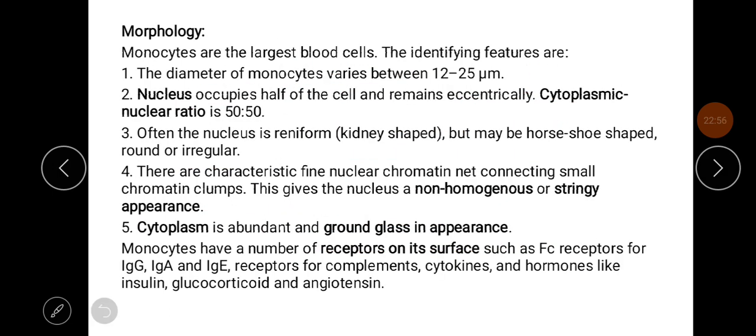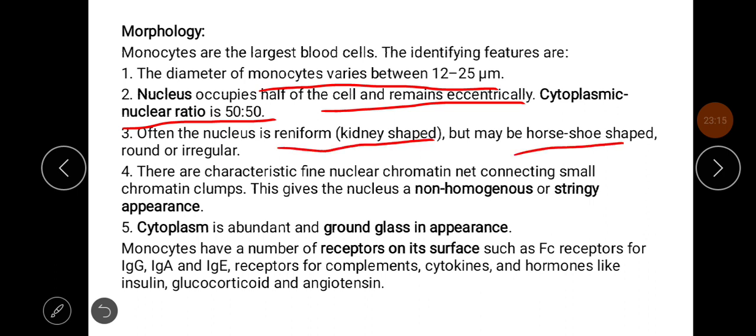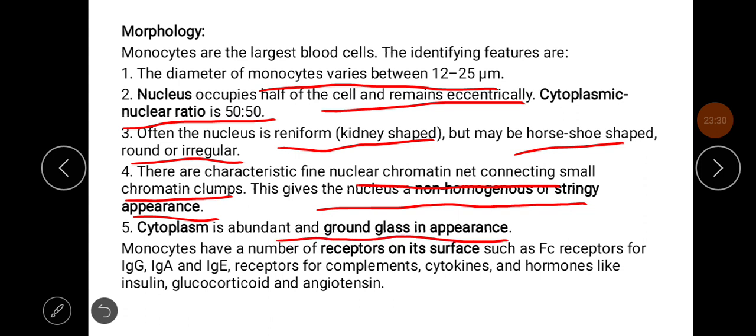Monocytes are the largest blood cells. The identifying features are the diameter of the monocyte between 12 to 25 microns. The nucleus occupies half the cell and remains eccentric. The cytoplasmic nuclear ratio is 50-50. Often the nucleus is reniform, that is kidney shaped, but may be horseshoe shaped, round or irregular. There is a characteristic fine nuclear chromatin net connecting small chromatin clumps. This gives the nucleus a non-homogeneous or stringy appearance. Cytoplasm is abundant and has a ground glass appearance.